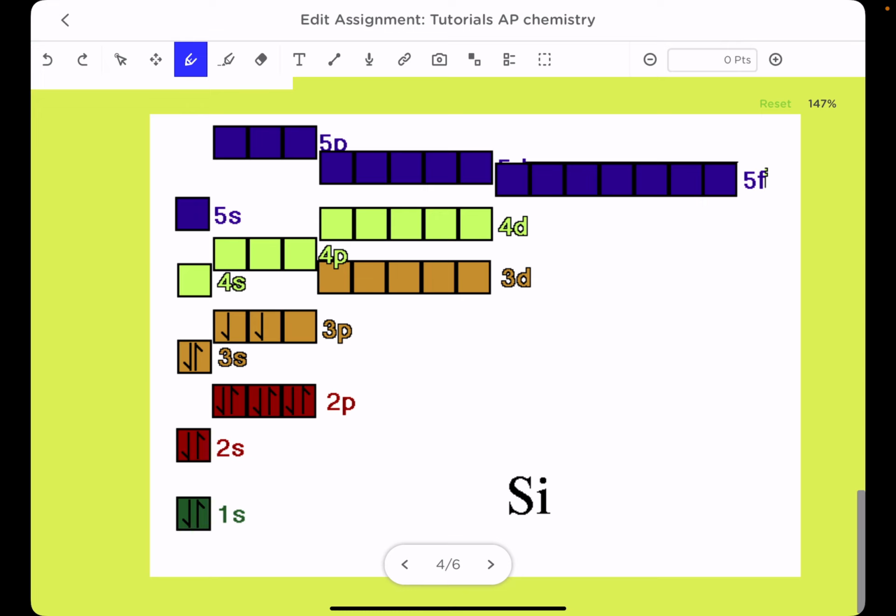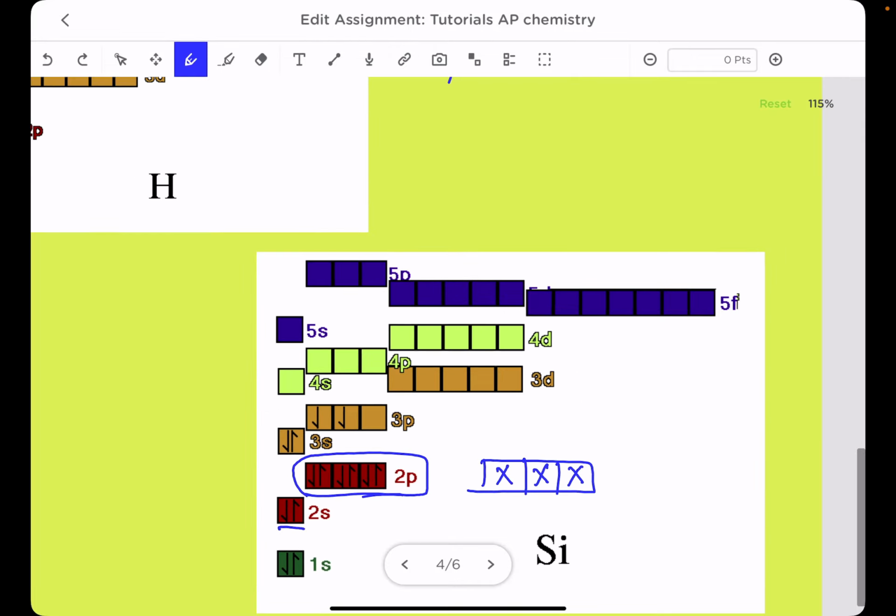But let's look at the 2s and the 2p. The energies of the electrons filling the 2s and the 2p are not degenerate. However, in the 2p, I see three orbitals. The electrons here and here and here all have the same energy. Thus, we describe them as degenerate.